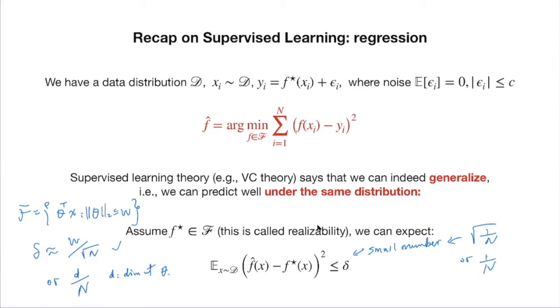Wait, sorry, what was theta again? Sorry, I think I missed that. Yeah, so the data is we have some underlying distribution D, and then the training data is sampled from this distribution. You sample an X from this distribution, and then you observe a noisy output. So f star is the ground truth.